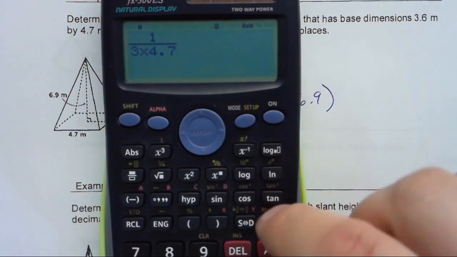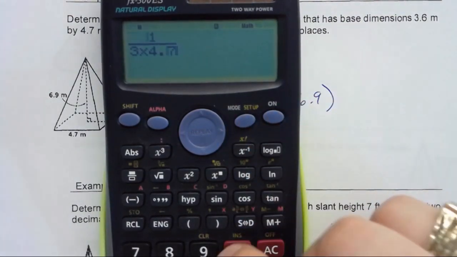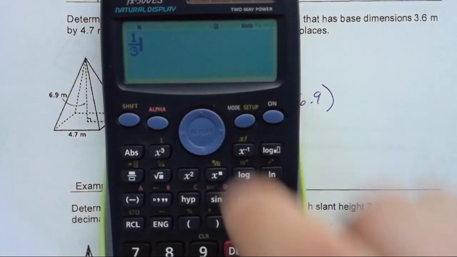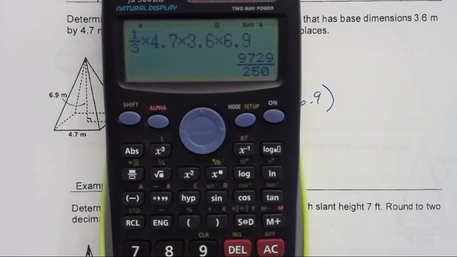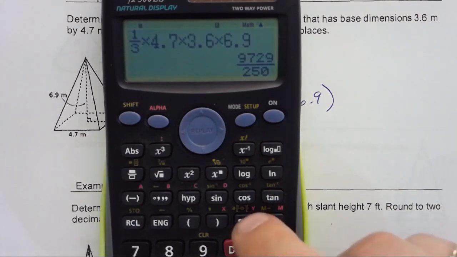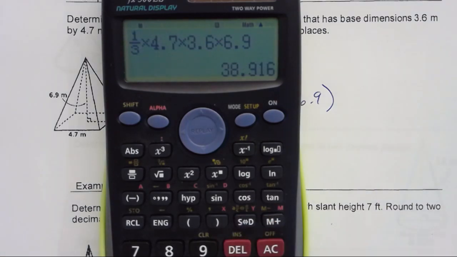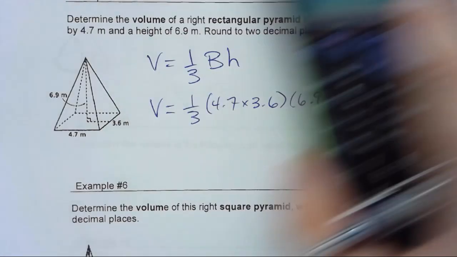Oops, back up. That's wrong. Hang on. Delete, delete, delete. I forgot, I got to move the cursor over there. Times 4.7. That's better. Times 3.6. Times 6.9 equals. Oh, look at that. There it is again. This stupid calculator doesn't want to give me a decimal. Yes, it does. You just have to ask it nicely. Please give me a decimal. There you go. Okay, so 38 point, I'd say 92.